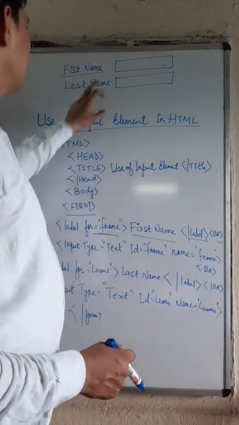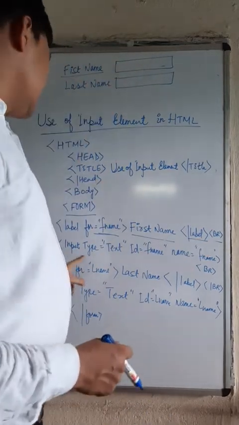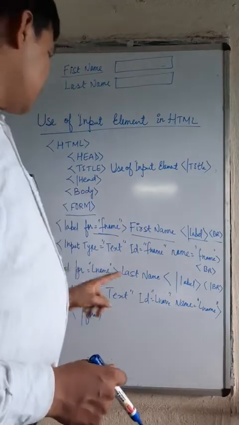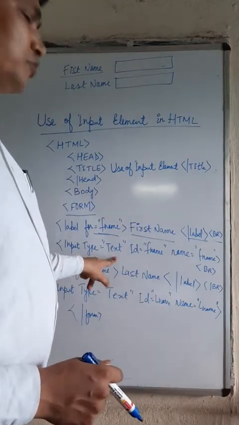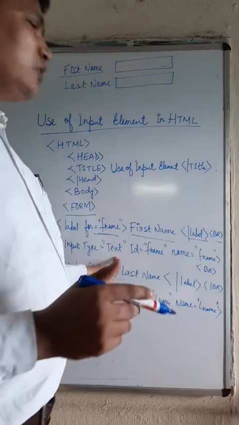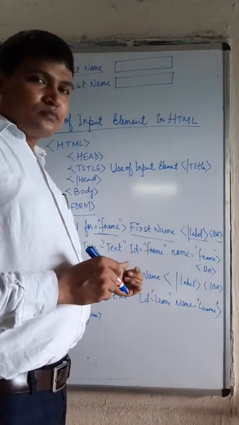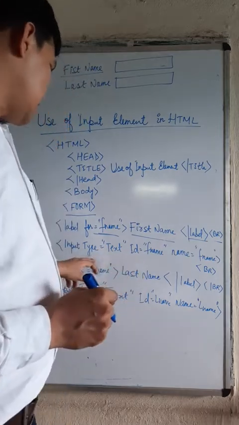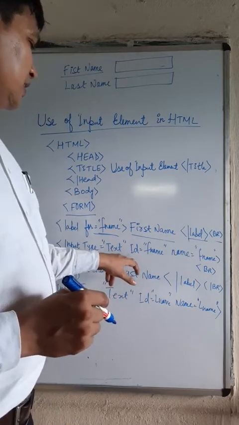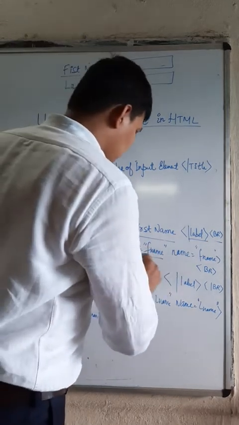Okay. Then after that there should be an input box. To define the input box, we have to use input type equal to text. In my previous video, I discussed how we can define the input type and their text. The type equal to text, then ID, and there is a name. You can define the identity.